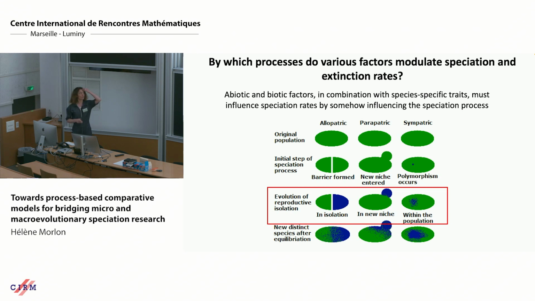Okay, so if we think about how abiotic, biotic, and species-specific traits can influence speciation rate, then we really have to think about the speciation process, right? And the speciation process by itself has been the subject of a lot of work, and is a complex phenomenon, but what people focus on when looking at speciation is how the evolution of reproductive isolation occurs. For speciation to occur, you need at some point to have the start of a subdivision of a population, and then you need to evolve reproductive isolation. You need to have a reproductively isolated population to generate new species.